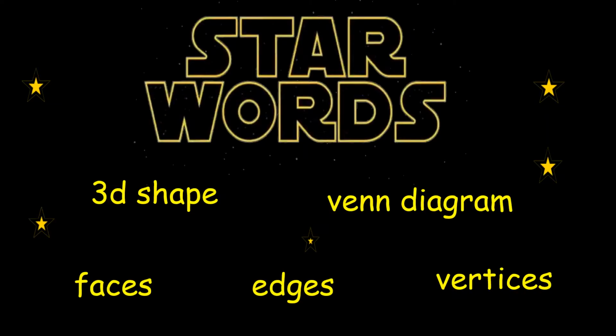Our first star word is 3D shape. We've been exploring 3D shapes all of this week. Our second star word is Venn diagram. There was a bit of a clue in the steps to success. You may have already heard of Venn diagrams and you may already know how to use them. And our other star words are faces, edges, and vertices. These are the properties of 3D shape, which we have been learning about all of this week.